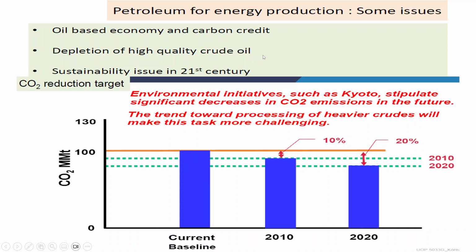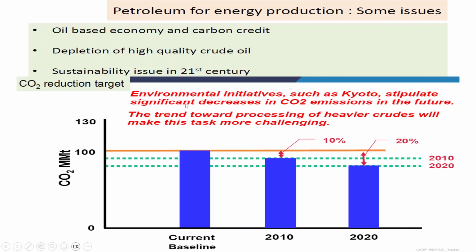Depletion of high quality crude oil. As time is passing by, higher quality crude oil is depleting day by day. And the third thing is the sustainability issues in the 21st century. As we have seen, the main issue is the carbon emission and the sustainability issue, which needs to be kept in mind while doing the energy production from various crude oil.